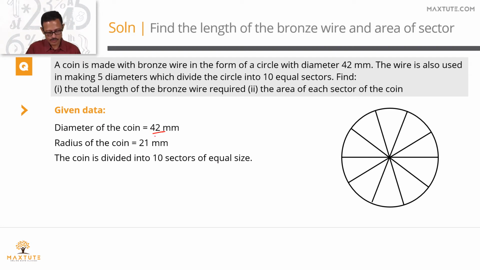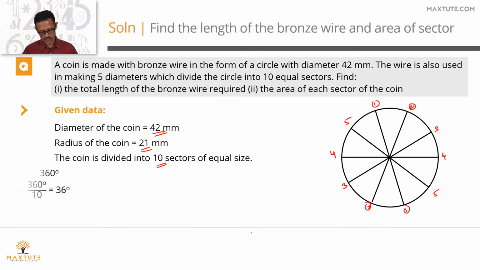The diameter of the coin is 42 millimeters, so radius is equal to 21, half of that. It's been divided into 10 equal sectors using 5 diameters. This is diameter 1, 2 is the second diameter, 3 is the third diameter, 4 is the fourth diameter, and 5 is the fifth diameter. So we're using the wire for the circumference and for these 5 diameters.